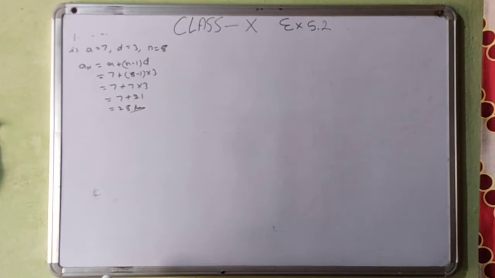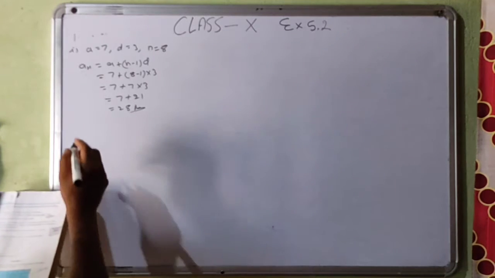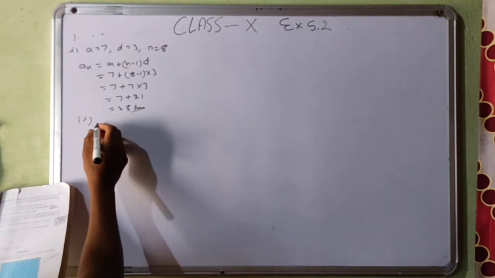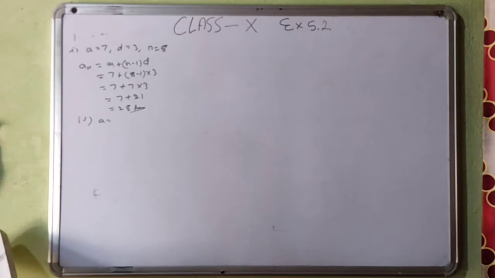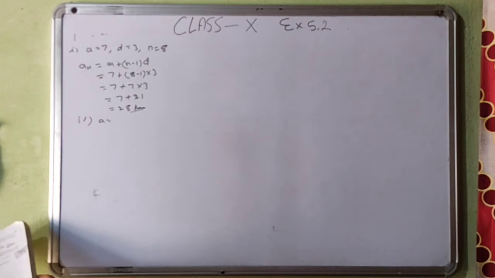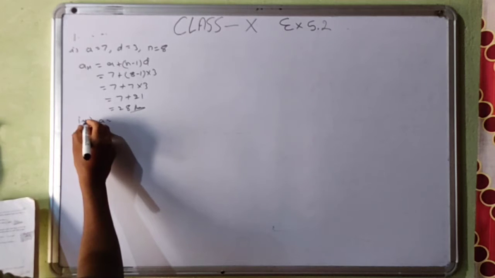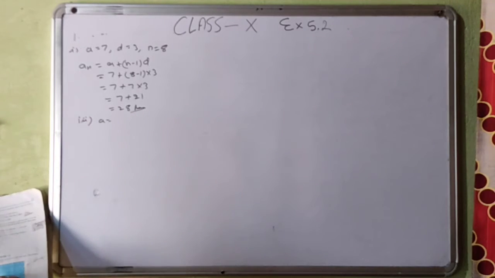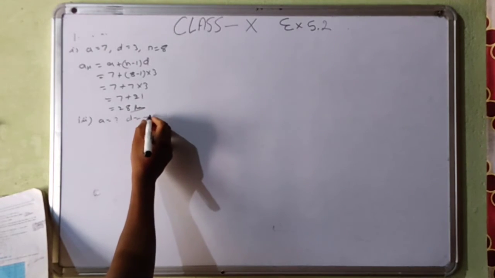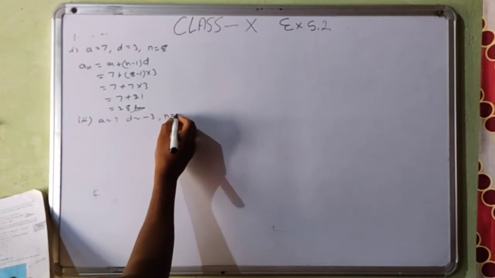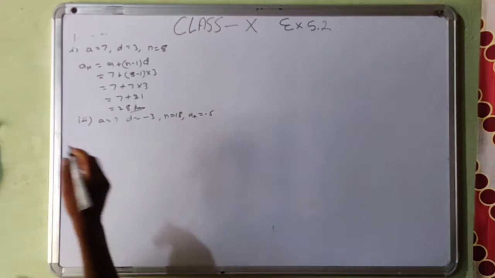And see one more, that is the fourth part. Something is missing here, so see the third part. a is not given. We need to find a. d is equal to minus 3, n is equal to 18, and an is equal to minus 5.